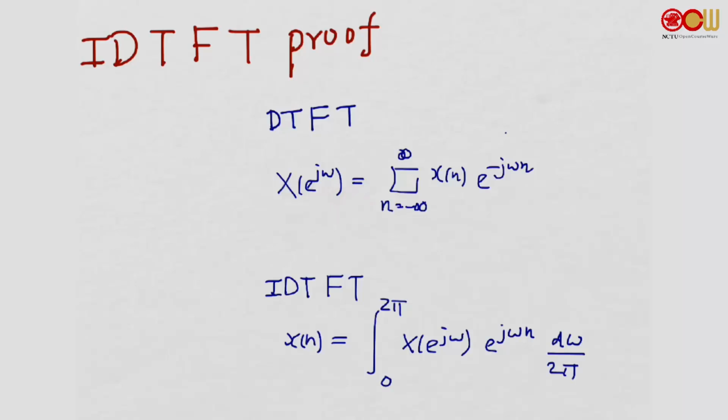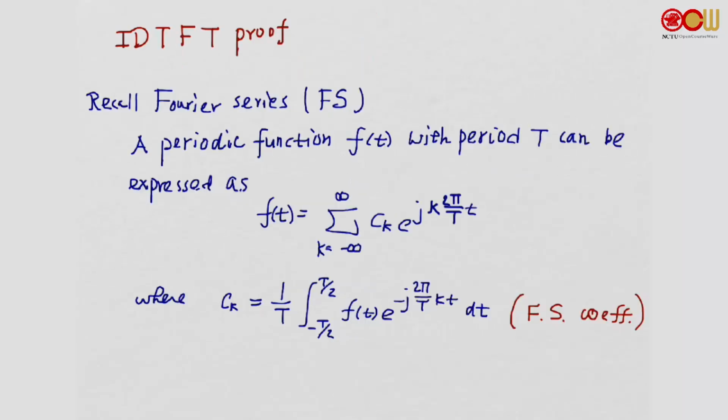That's no problem. But how do we know that if we integrate the spectrum like this, what we get is the sequence itself? This requires some proof. To prove the inverse DTFT, let's recall the Fourier series for a continuous time function. A periodic function f(t), a continuous function with a period T, can be expressed as a summation like this, and the coefficient c_k here can be determined from f(t) like this. And the coefficients are called Fourier series coefficients.